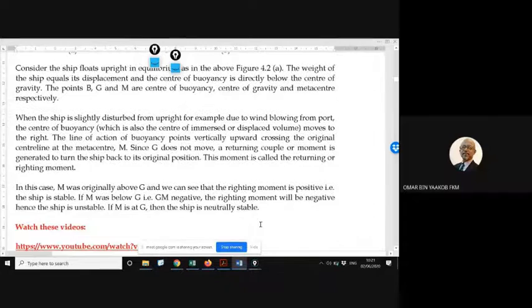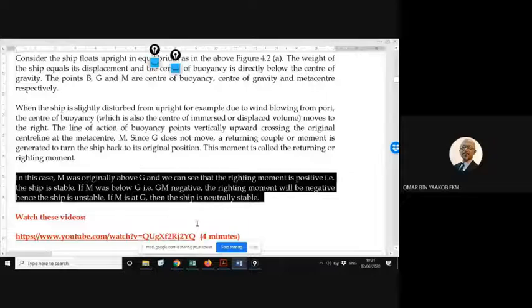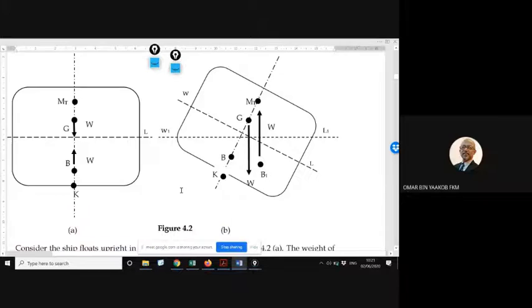In this case, M was originally above G, and we can see the righting moment is positive. If M was below G, that is GM is negative, the righting moment will be negative, hence the ship is unstable. If M is at G, then the ship is neutral. So if M is below G, GM is negative, because GM is KM minus KG. So if M is here, KM is less, minus KG becomes negative.